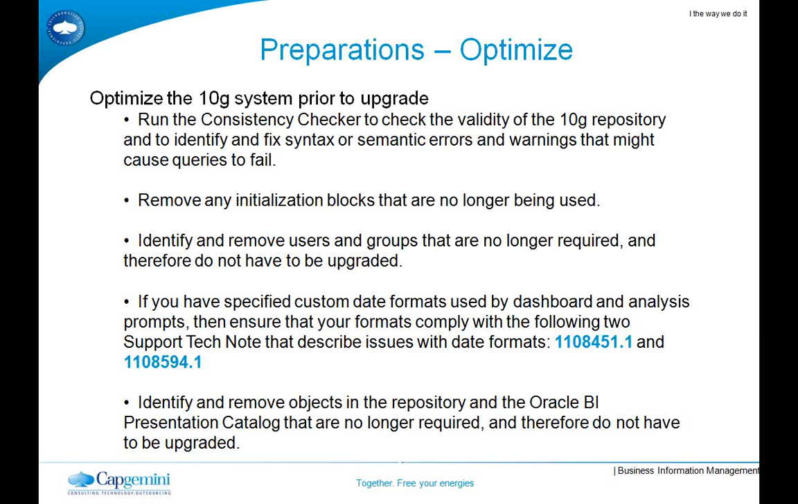The initialization blocks, if they're not being used, we want to take those out. Rather than just having them marked as disabled, you're better off removing them. You can always reapply later. Identify any users and groups. Remember, with 11G, the users and groups are not maintained within the RPD as they could be in 10G. They're all external. So you want to make sure they're going to get moved out regardless of whether you want to or not. If you're not using them, you're better off getting them out of there, minimizing what the upgrade process has to go through.